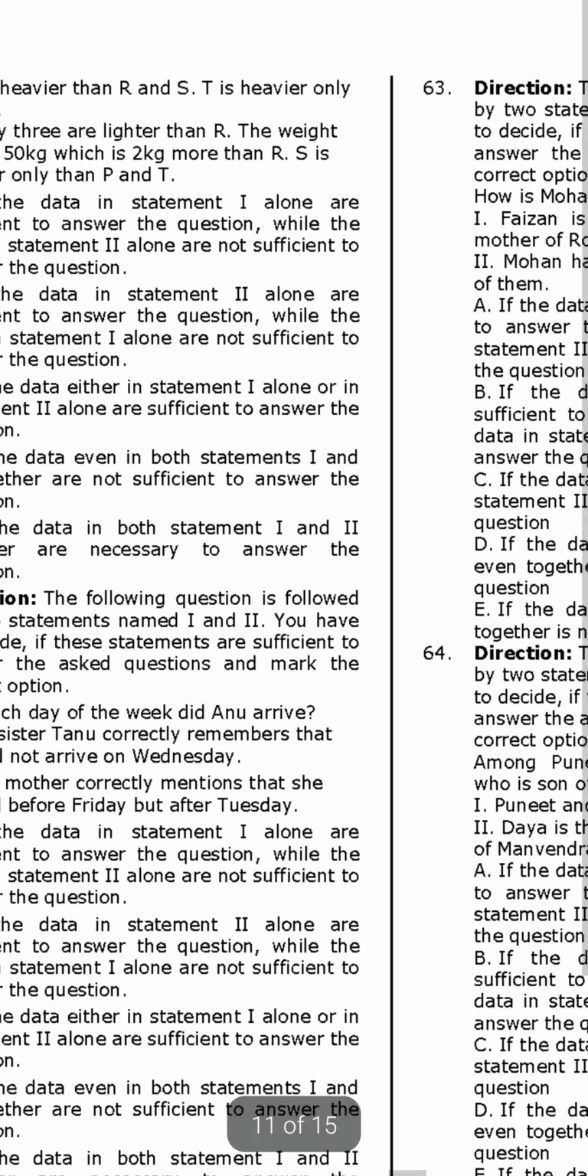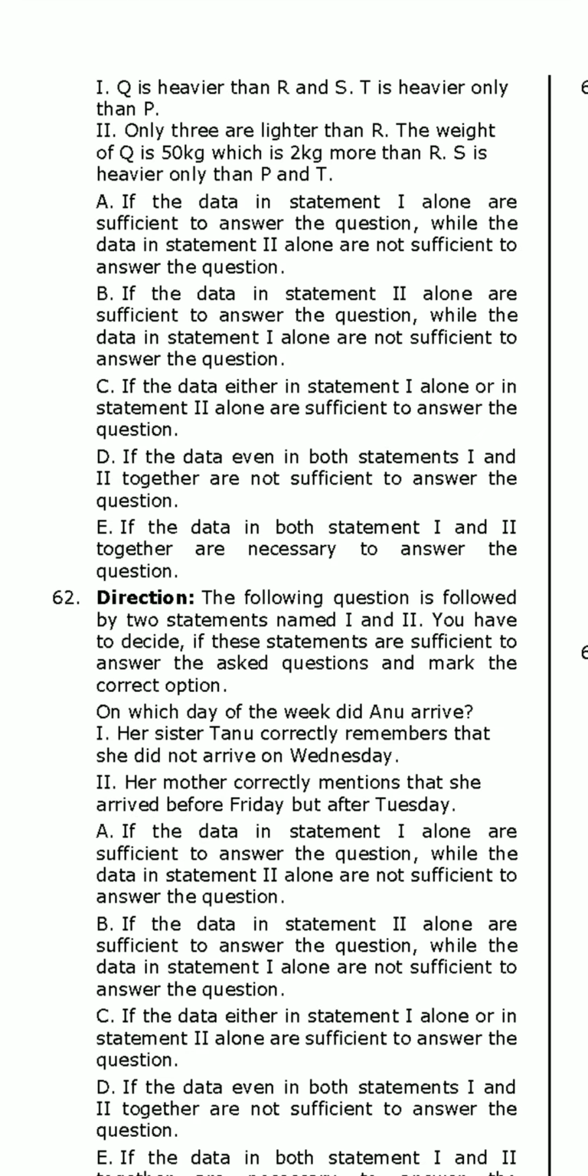We are given 2 statements. Statement 1: Q is heavier than R and S. T is heavier only than P. So is only statement 1 enough to answer who is the third heaviest? Statement 2: Only 3 are lighter than R. The weight of Q is 50 kg, which is 2 kg more than R. S is heavier only than P and T. So now, is only statement 1 enough to answer the main question, or only statement 2, or both statement 1 and statement 2 are enough to answer the main question?